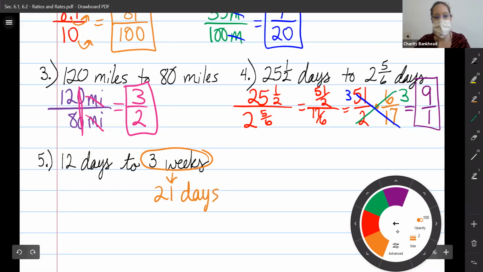All right, so now 12 days to 21 days. So now I can just put 12 over 21. And then 3 goes into 12 4 times, and 3 goes into 21 7 times. So it's 4 over 7.